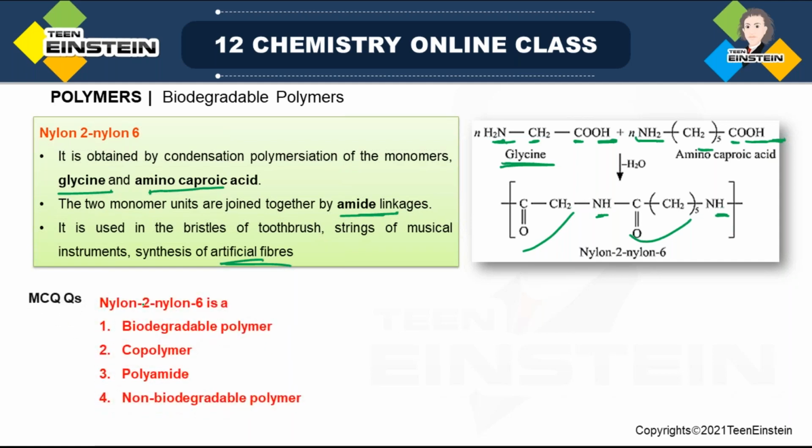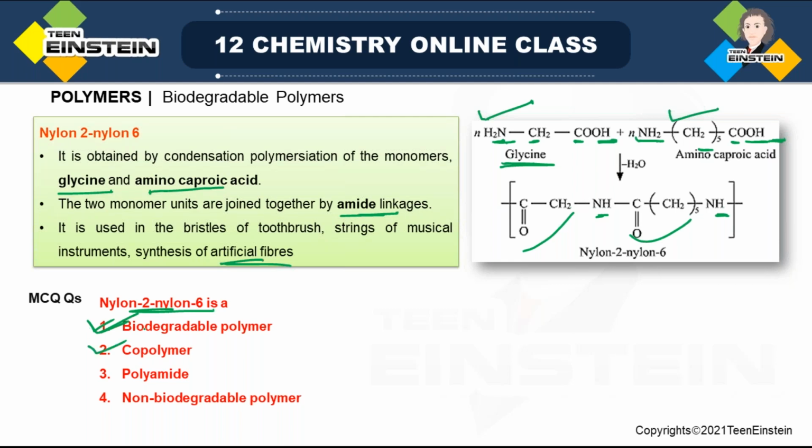MCQ question. This question is related to nylon 2 nylon 6, but it is a multiple correct choice question, so more than one option may be correct. This biodegradable polymer, nylon 2 nylon 6, as we already know, is biodegradable. So this is obviously a correct option. Now, is it a copolymer? Yes, it is a copolymer because you have taken 2 different monomers. This is the first monomer, this is the second monomer. It is not a homopolymer, because in a homopolymer only one type of monomer is present. In this case, you have 2 different types of monomer. So that is why it is an example of a copolymer. So this is also correct.